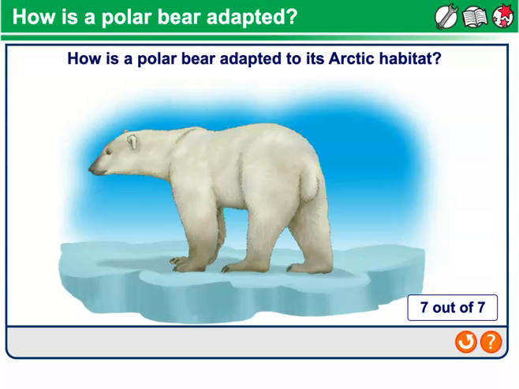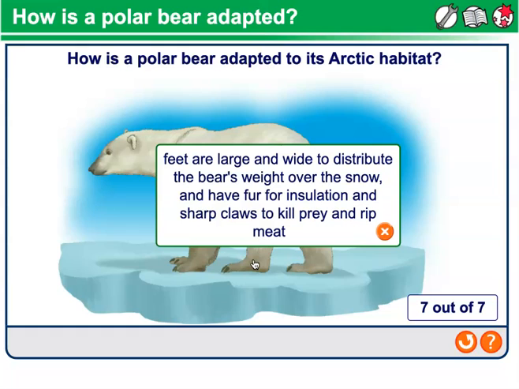So looking at the polar bear. Polar bears have a number of adaptations that allow them to survive in the Arctic. They have feet that are large and wide that allow the bear to distribute its weight over snow or over ice. And they have extremely thick fur for insulation, sharp claws to prey on the prey that they are after, and have the ability to remove meat.